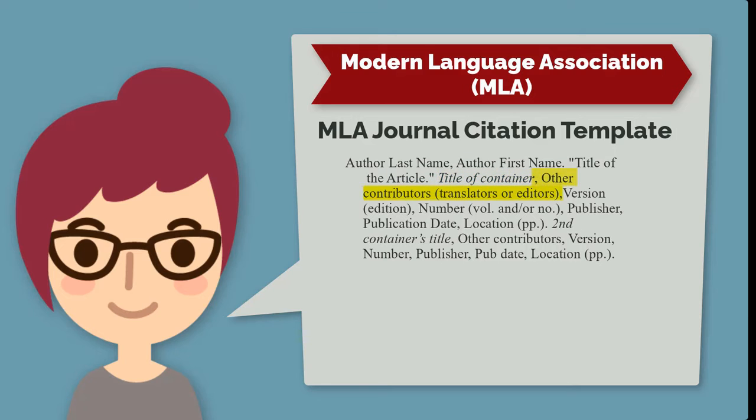This is followed by other contributors, followed by a comma, followed by the version of the item, followed by a comma, followed by the publisher, followed by a comma, followed by the publication date, followed by a comma, and finally followed by the location of the item, which is followed by a period. Then the whole process starts over again if there's a second container.